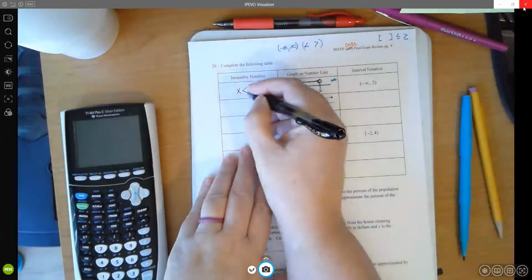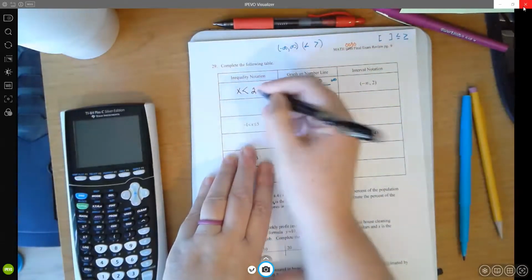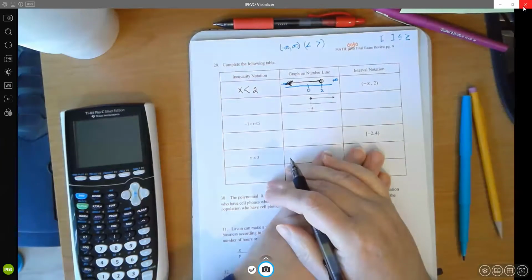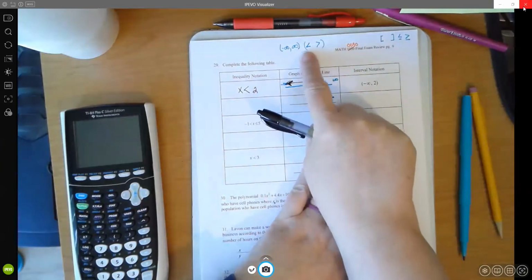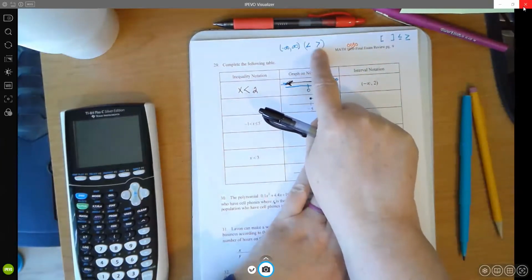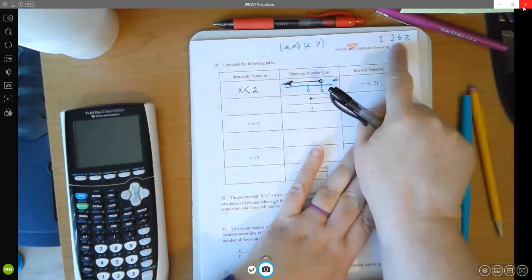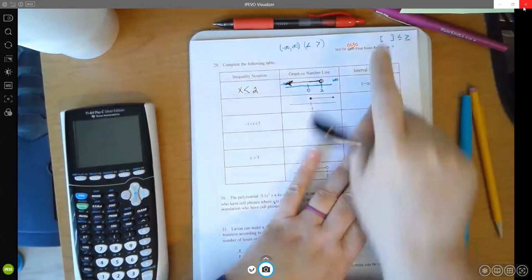So x is less than 2. And it shouldn't have an equal, because the parentheses go with the less than and the greater than without the equals. If it needs an equals, it will be the brackets.